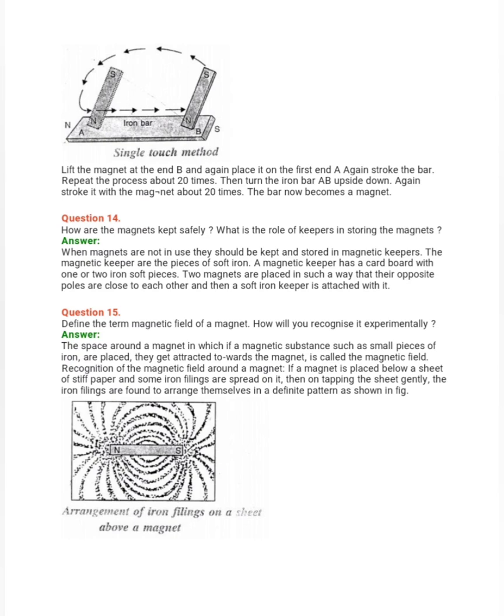Recognition of the magnetic field around a magnet. If a magnet is placed below a sheet of stiff paper and some iron filings are spread on it, then on tapping the sheet gently, the iron filings are found to arrange themselves in a definite pattern as shown in the figure. Arrangement of iron filings on a sheet above a magnet, and this is the diagram which you have to make with it.